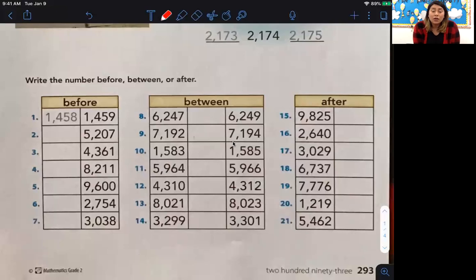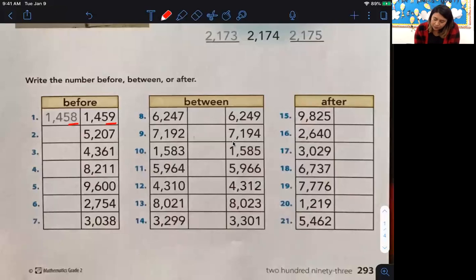So before is the first column. So think about the number that comes before. So counting backwards. Are you ready? 1,459. Well, before that would be 1,458. The only number that changes is the 1 in the ones place.